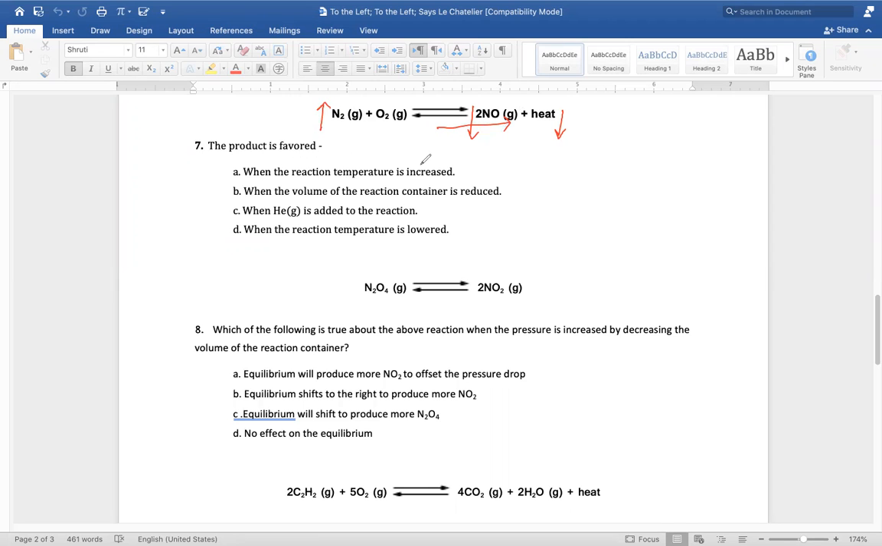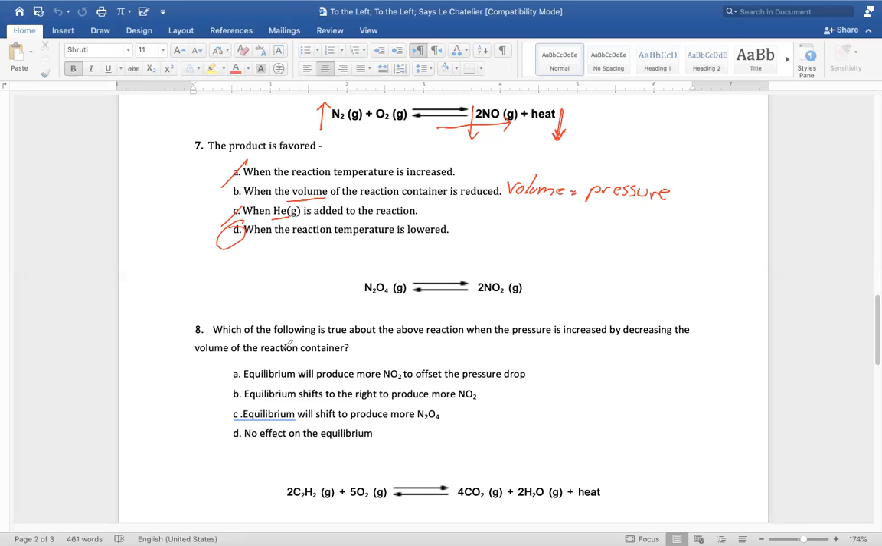So when the reaction temperature is increased, so if I increase the temperature, it shifts in the opposite direction. So that's not it. When the volume of the reaction, ooh, here we have volume. So remember, in this case, when you see volume, what we're really talking about here is pressure. So this is a pressure question. When HE is added, so if I look at here, there's not even any HE in this, so that's irrelevant. When the reaction temperature is lowered. So if I lower the temperature, this is now going to be product favored. So there's our answer.